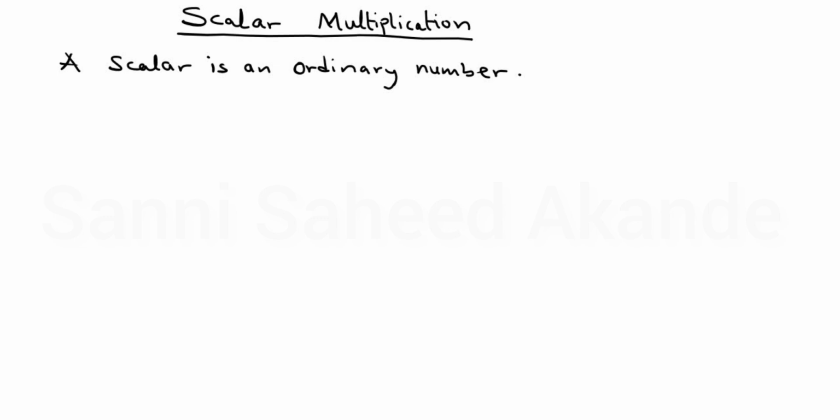Today we are going to continue from where we stopped in our matrices, and we are going to begin today's class by looking at scalar multiplication. A scalar is an ordinary number just like 2, 3, 4, 8 and 9, and when you use it to multiply a matrix, that is what we call scalar multiplication in matrices. So let's take a look at some examples.